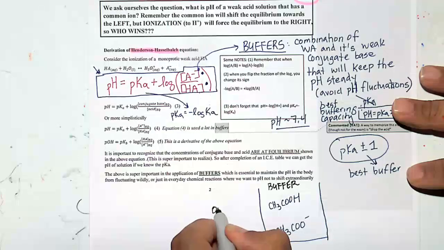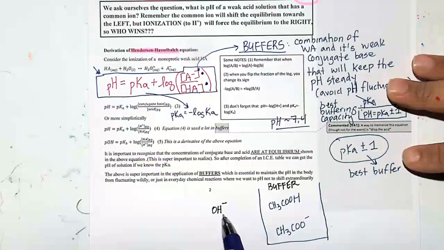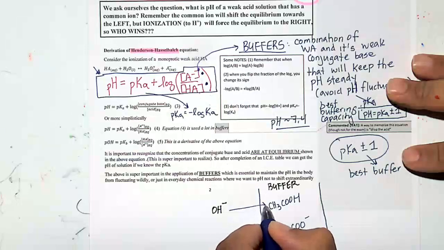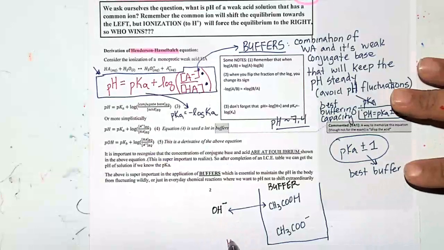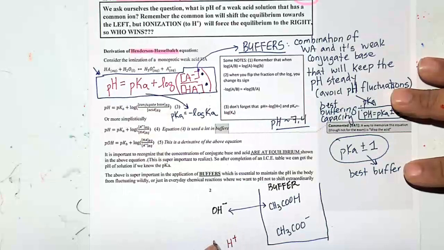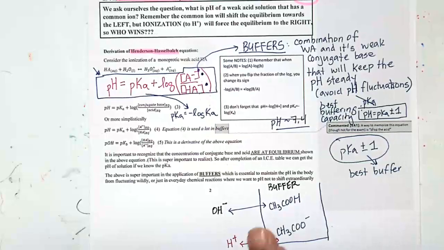So let's say I add a strong base in here. It's maybe not so concentrated, but I'm not giving concentrations here. Let's just say you put a strong base in here. The strong base will get neutralized by the acetic acid. Let's say I put a strong acid in here, like HCl or one of the 6 strong acids. That will get neutralized by the acetate ion.